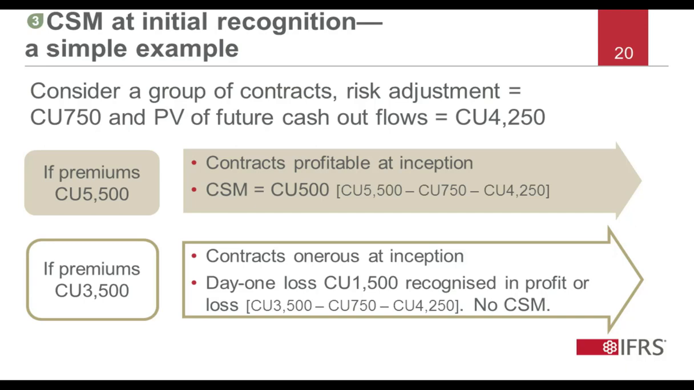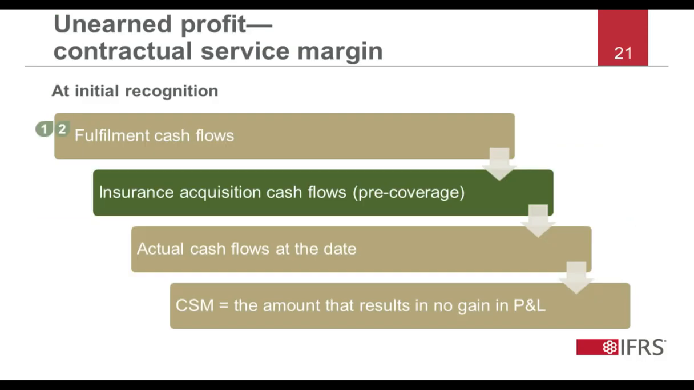This is the amount determined after deducting the cash outflows and the risk adjustment from the premiums. Under the second scenario, the premiums are now 3,500. In this case, the cash outflows and the risk adjustment are greater than the premiums. As explained before, CSM is the amount that would not result in a gain in day one. In this case, there is a loss on day one of 150, and so no CSM is recognized. That loss is recognized in profit or loss immediately.